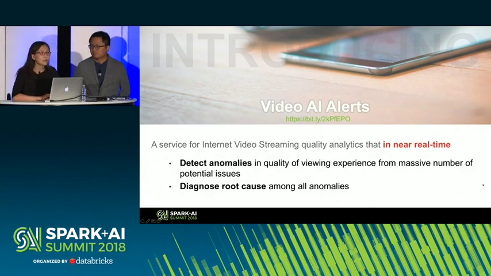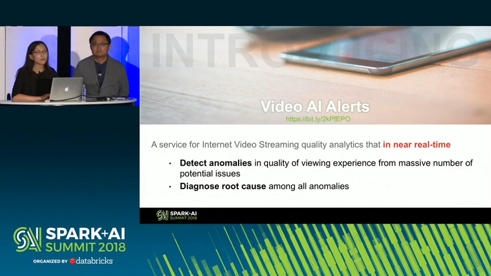So basically, Video AI Alerts is an anomaly detection service for internet video streaming analytics. So what it does is, at every minute, it tries to detect anomalies in the quality of viewing experience from a huge number of potential issues and do analysis on all the anomalies to figure out the root cause.